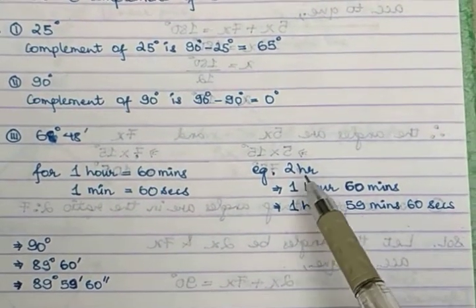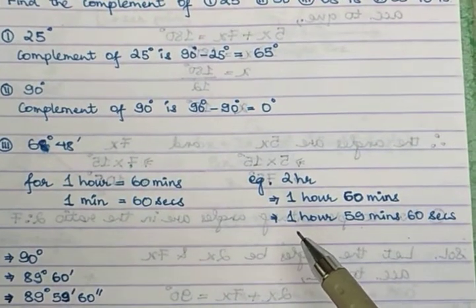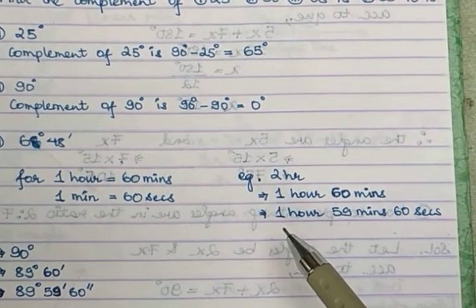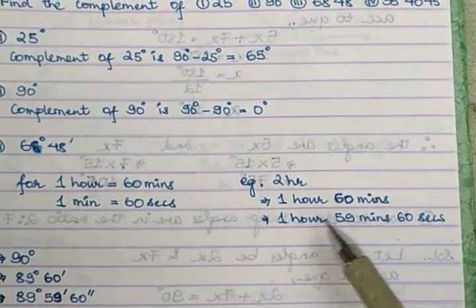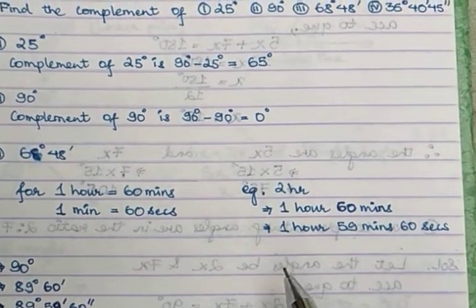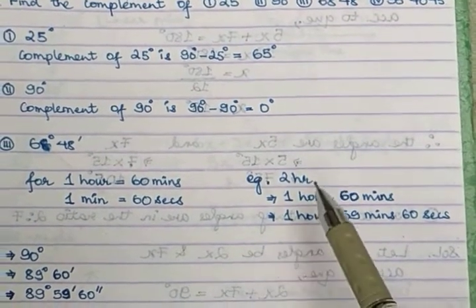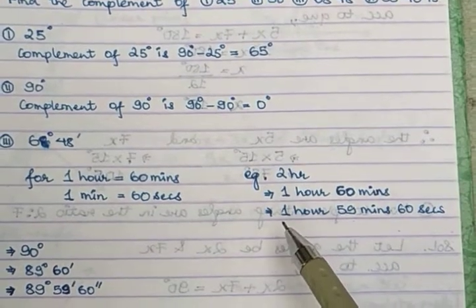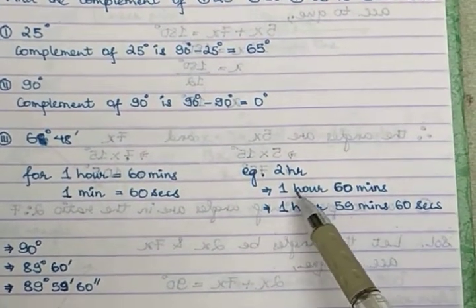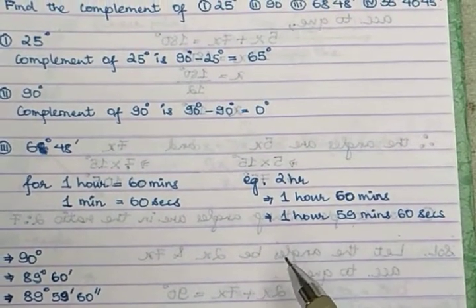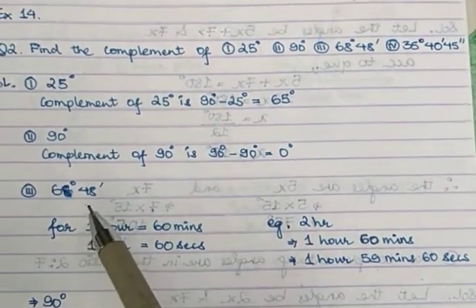So for 2 hours, if you have to use 3 different units, it can be written as 1 hour, 59 minutes and 60 seconds. That's what I'm trying to teach you here. Similarly, if you want to represent 2 hours in 2 different units, you can write 1 hour and 60 minutes. So similar will be the case with the degree.